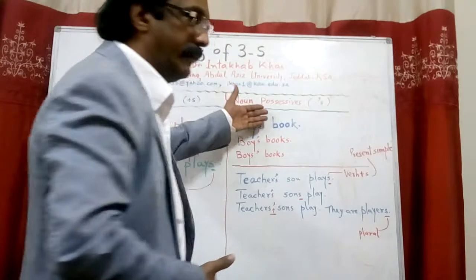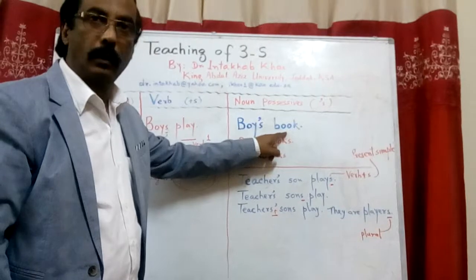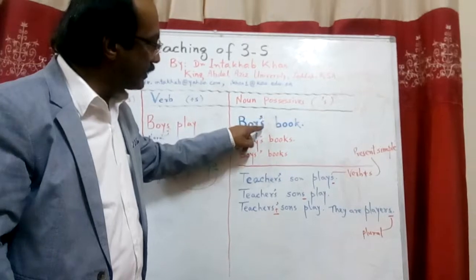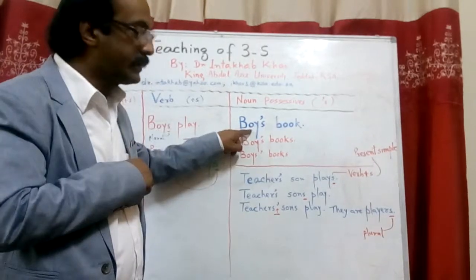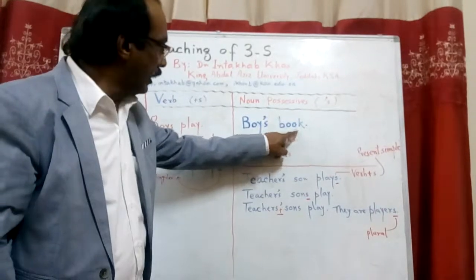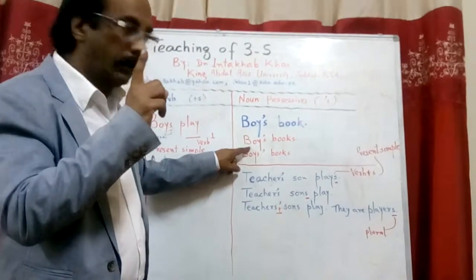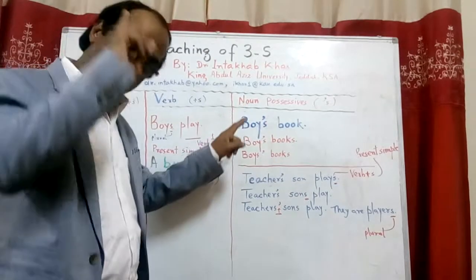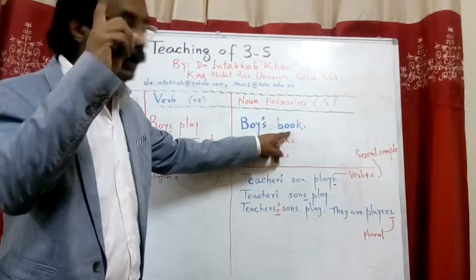Now noun possessives. Boy's book. Only one book. How many boys? One. Because after boy there is apostrophe S. When we put apostrophe S after a singular, then the possessive denotes singular. Book is also singular. Boy's books. Now boy is only one, but book is not singular here. Books means books of a boy. In the first sentence it was book of a boy, only one book.